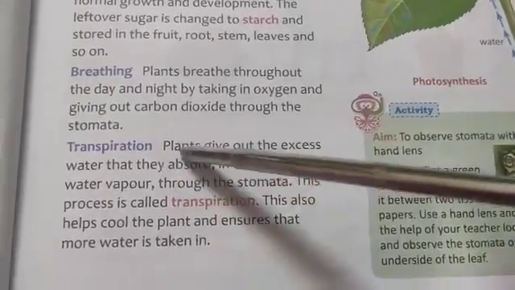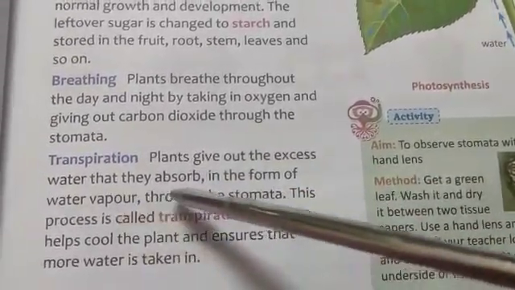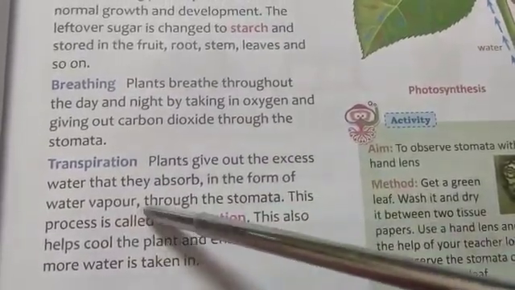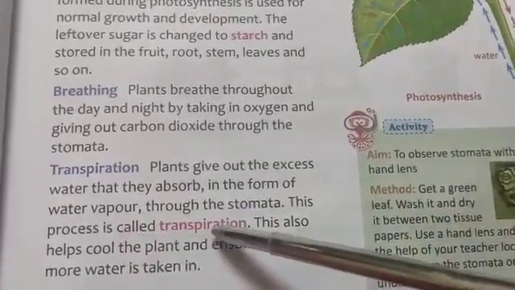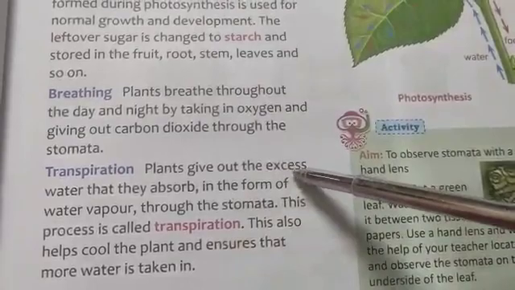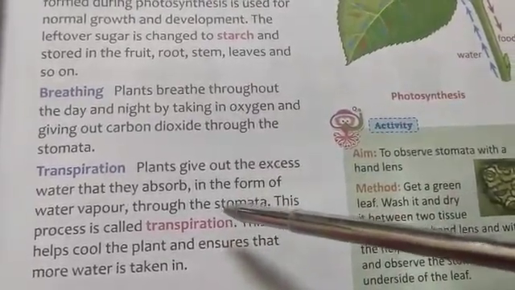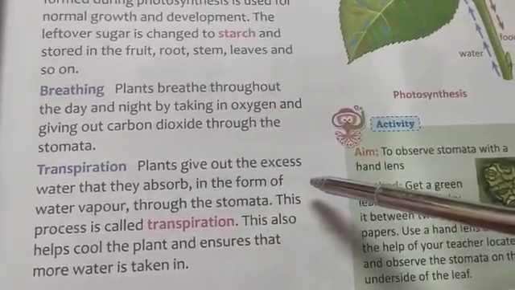Now, transpiration. What is transpiration? Plants give out the excess water that they absorb in the form of water vapor through the stomata. This process is called transpiration. So, what is transpiration? The excess water that is taken in by the plants is sent out through the stomata in the form of water vapor.